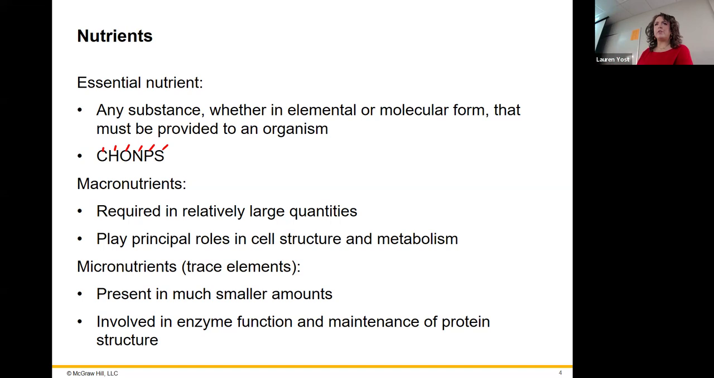So macronutrients versus micronutrients. The macronutrients are the things that we need in large quantities. Most of these are our macromolecules, our biological macromolecules that we've already been talking about: carbohydrates, lipids, which, hey, that's fats, right? And then nucleic acids and proteins. So the big three, whenever you are eating your food, probably are going to be your carbs, your fats, and then your protein, right? So same thing for them.